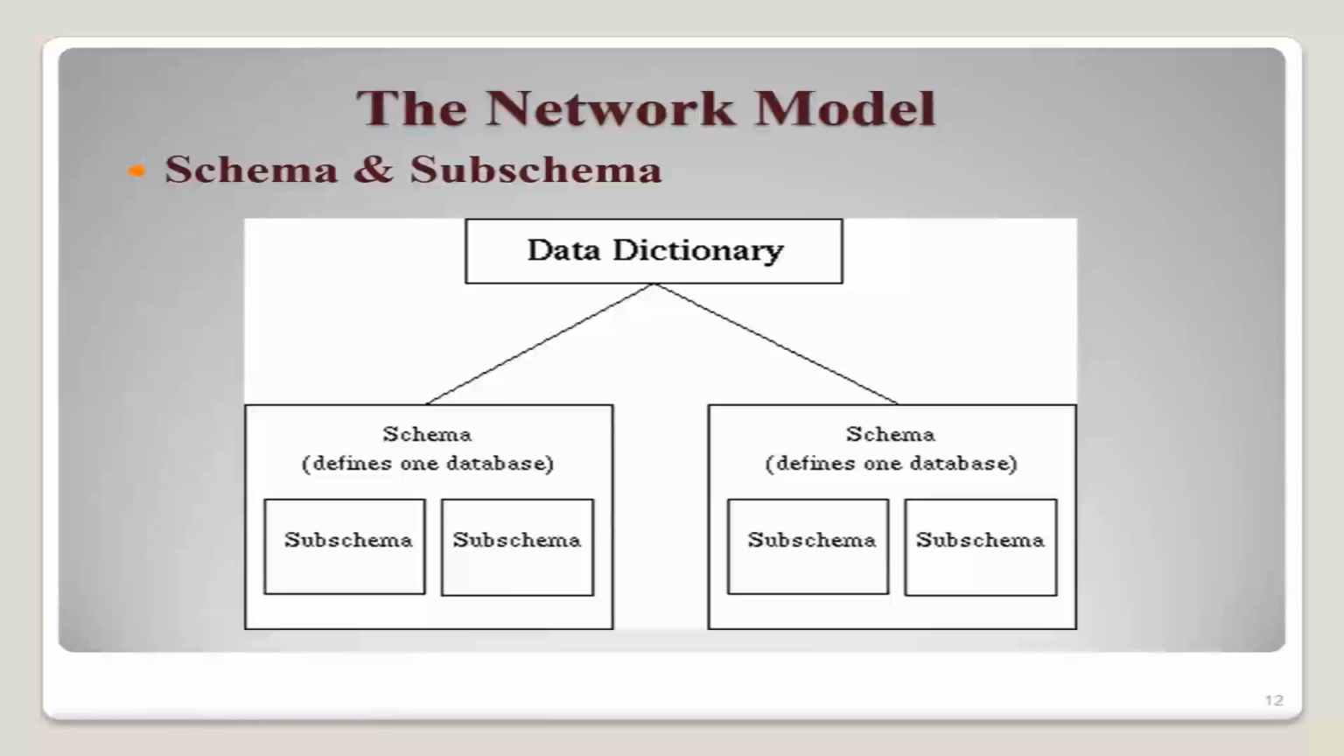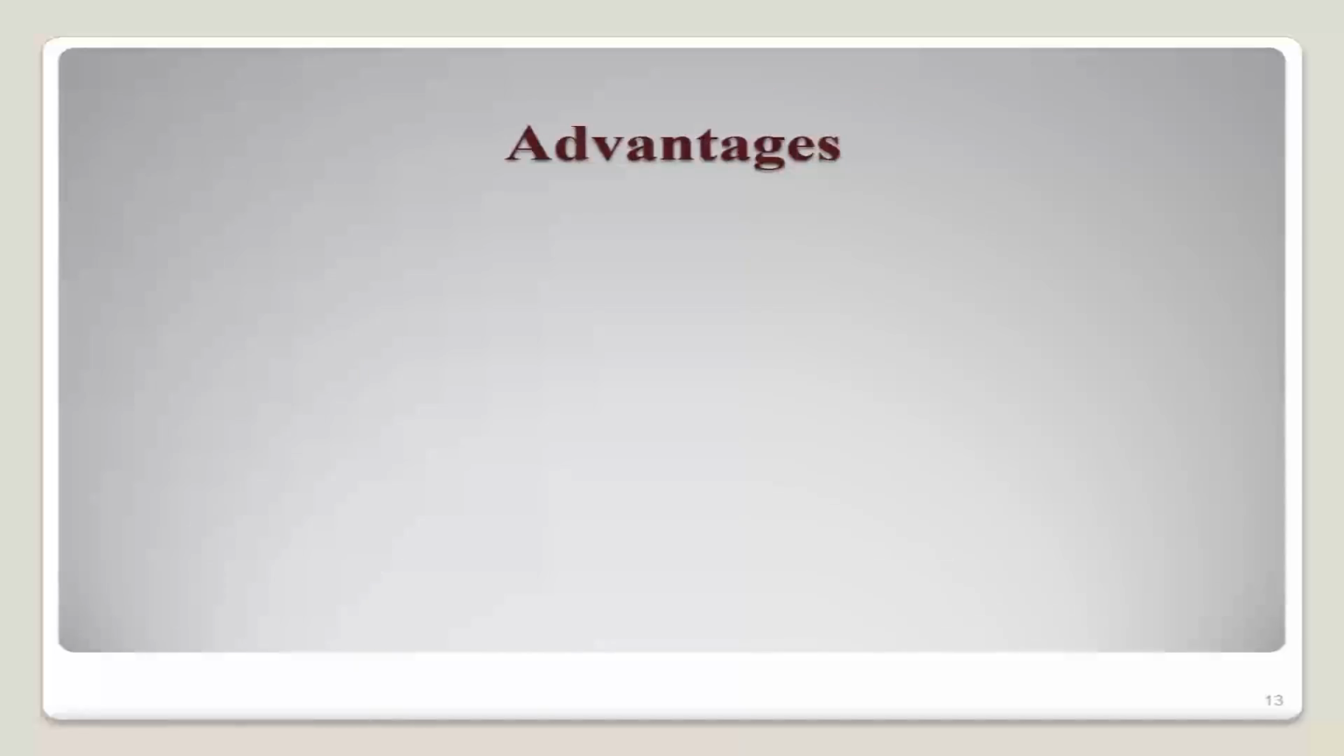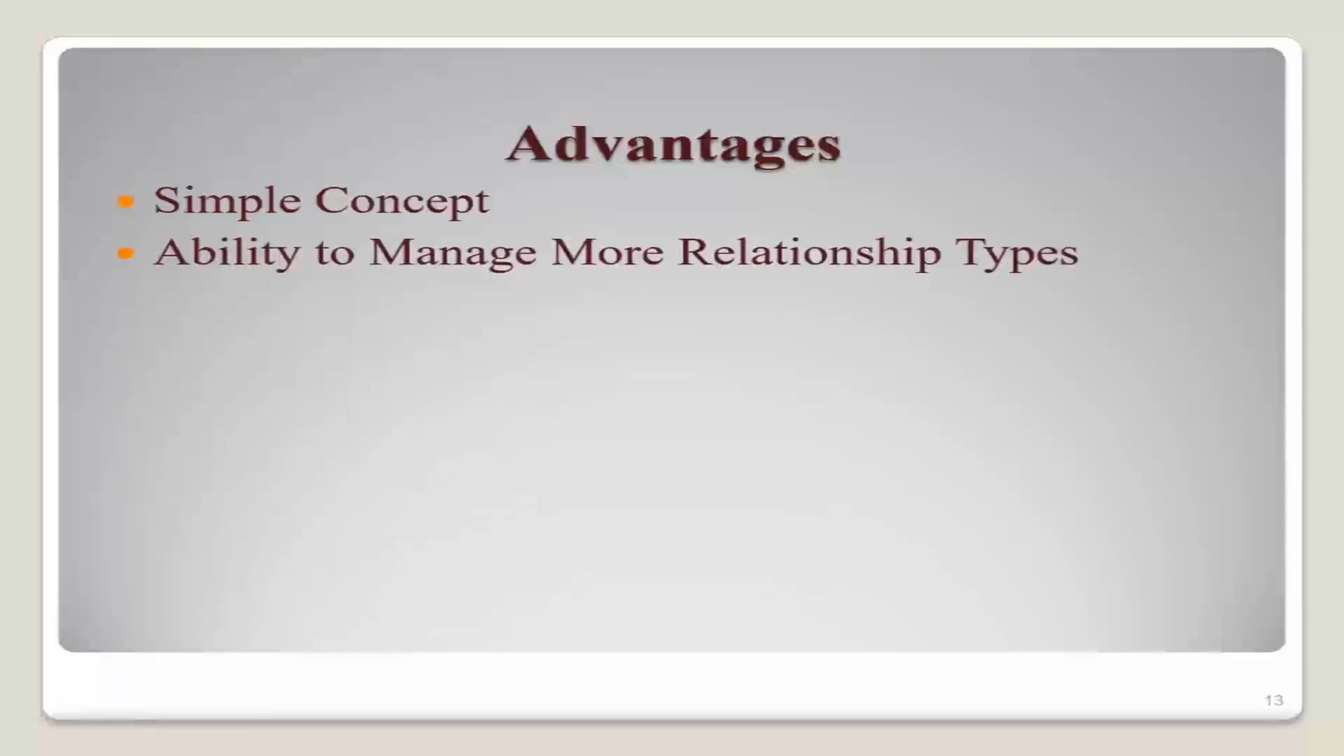Moving to the advantages of the network model, it provides many benefits. Like, it is a simple concept. Similar to the hierarchical model, this model is simple and the implementation is effortless. Second advantage is the ability to manage more relationship types. The network model has the ability to manage one-to-one as well as many-to-many relationships. It is easy to access the data in the network model. Accessing the data is simpler when compared to the hierarchical model.